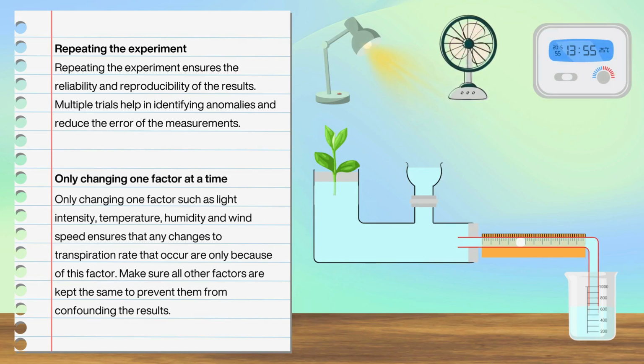After this, we began to change one factor at a time. Only changing one factor, such as light intensity, temperature, humidity, and wind speed, ensures that any changes to transpiration rate that occur are only because of this factor. Make sure all other factors are kept the same to prevent them from confounding the results.